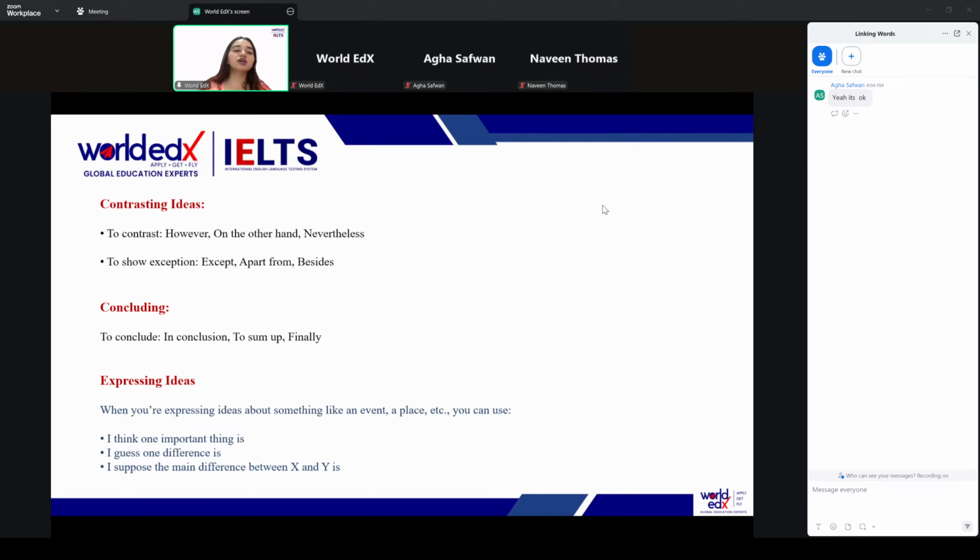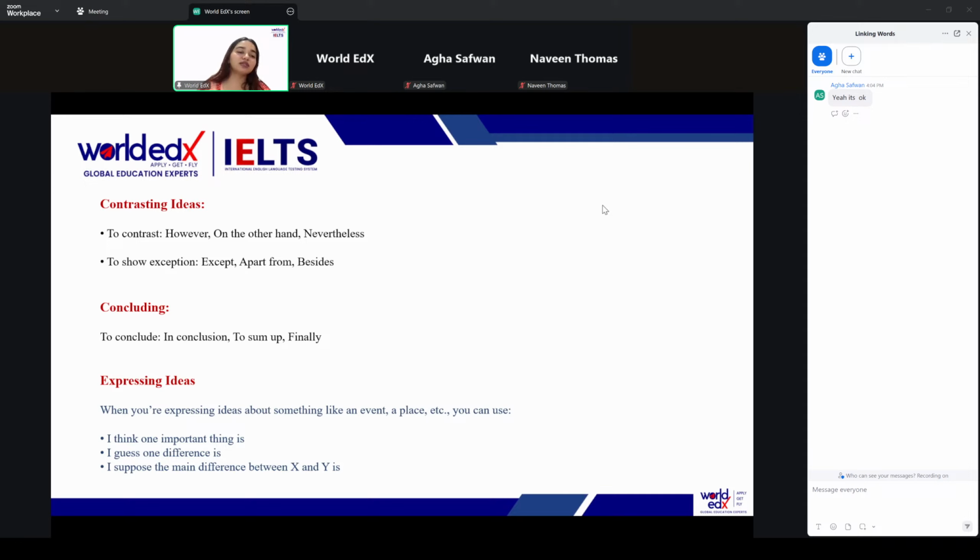So, in contrast, you can use on the other hand, nonetheless, nevertheless, however. When you want to show an exception to the fact, you can definitely use "except for the fact," and then you can add your point. Besides that, and then you can add a point. Having said that, again you can add a point.